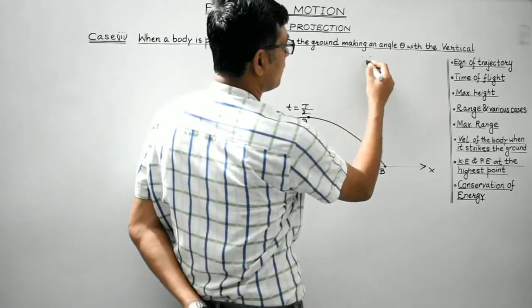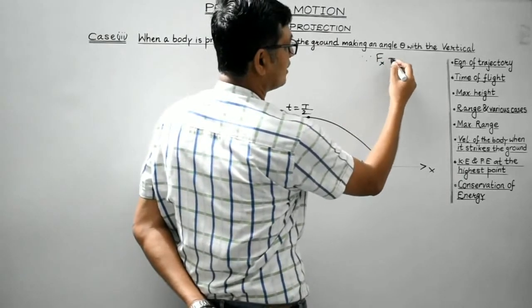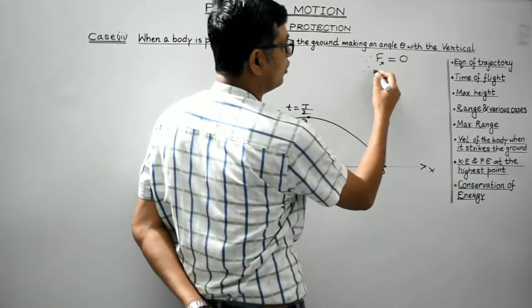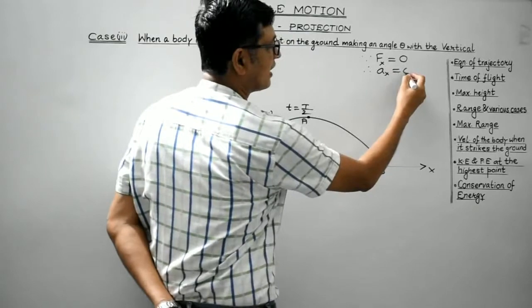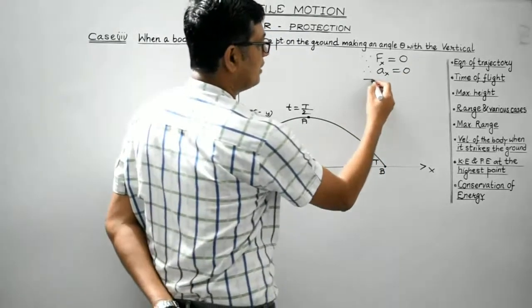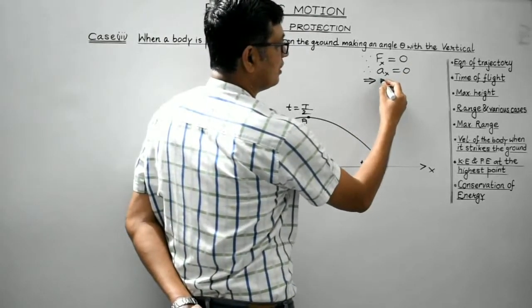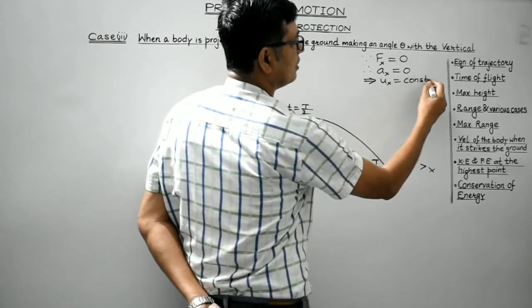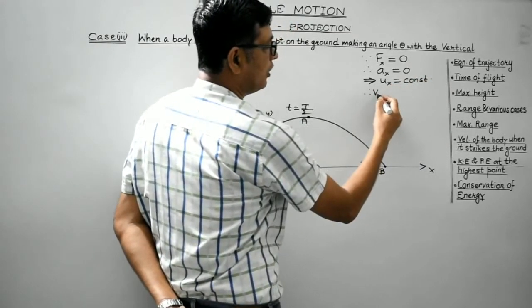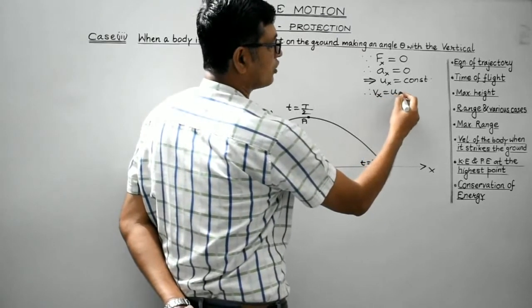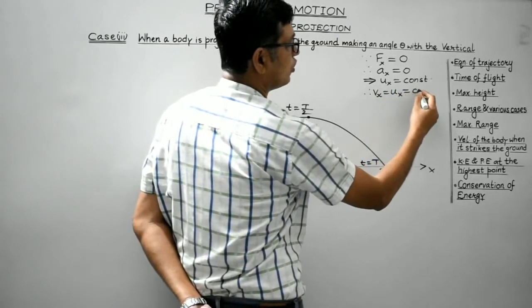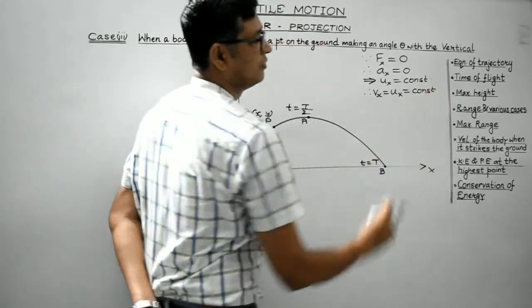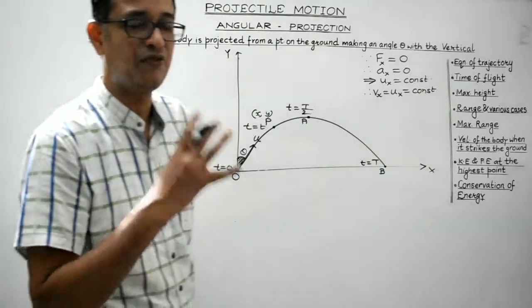Since no net force acts along the horizontal direction, therefore acceleration along the horizontal direction is 0, which implies that velocity along the horizontal direction will remain constant. Therefore, final velocity or initial velocity along the horizontal direction, each would be same. Clear, students? It's a fundamental fact.